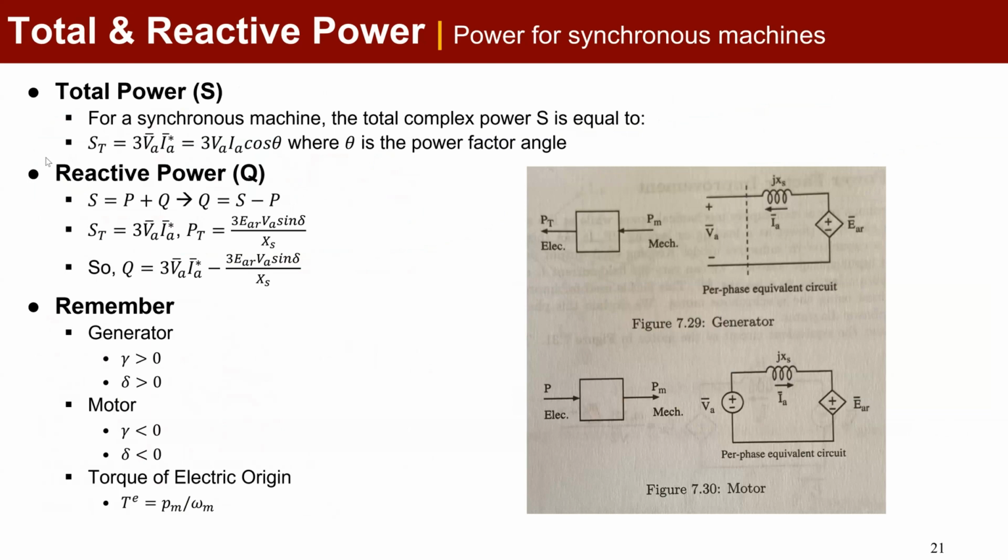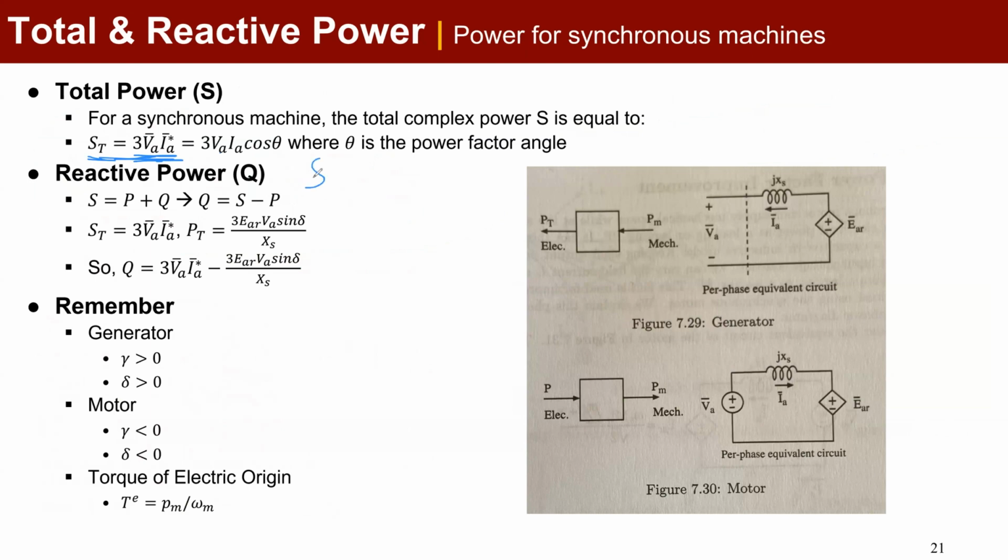So we took a look at real power. Let's take a quick look at total complex power, S. So S is going to be equal to 3 times the voltage phasor times the conjugate of the current phasor. And how do we get reactive power?